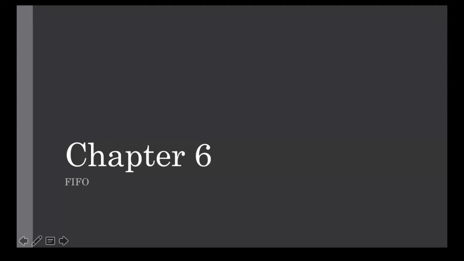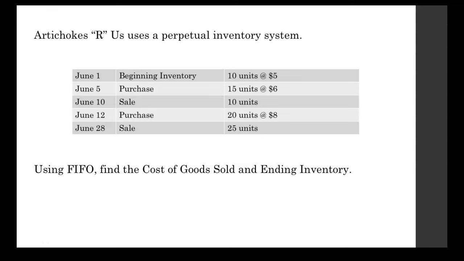Let's work through an example problem using FIFO. So Artichokes R Us uses a perpetual inventory system. Then we have some information here about some transactions.